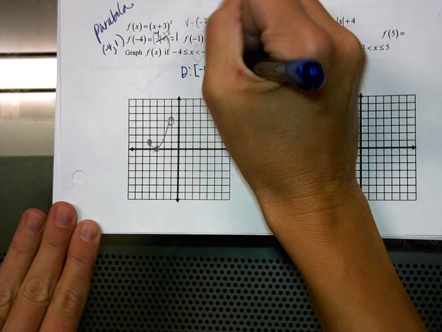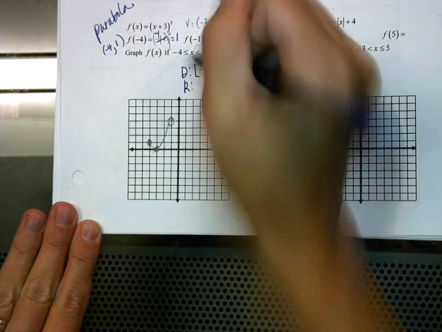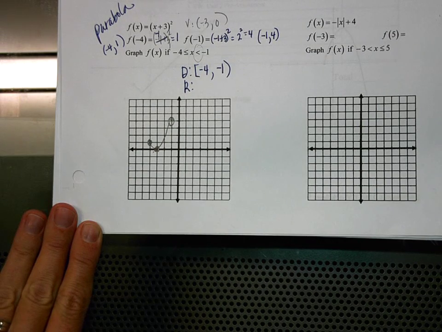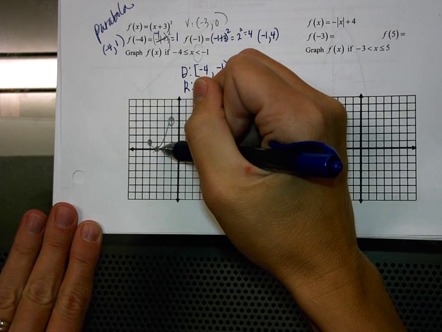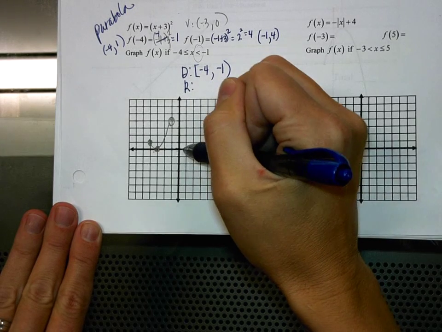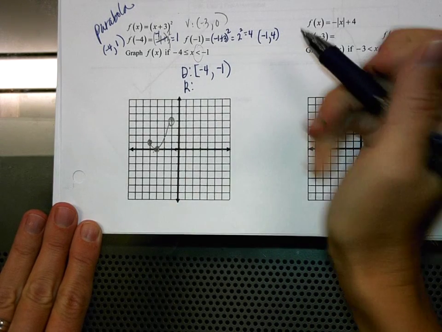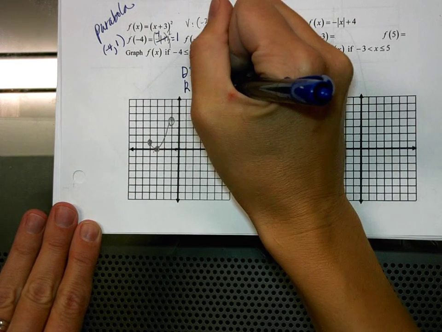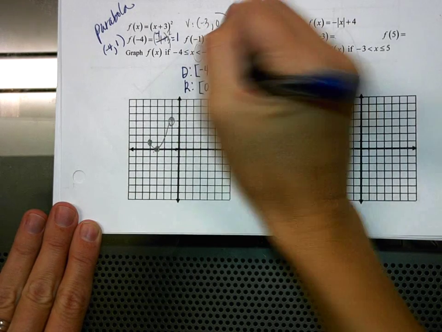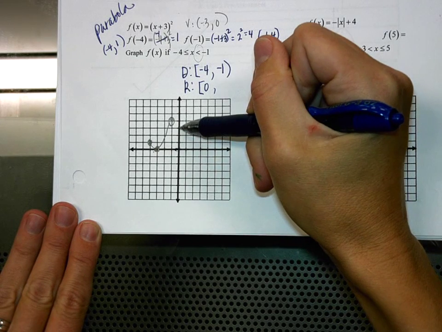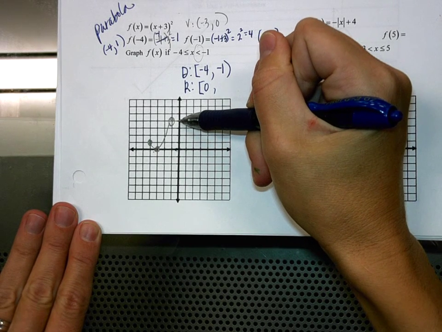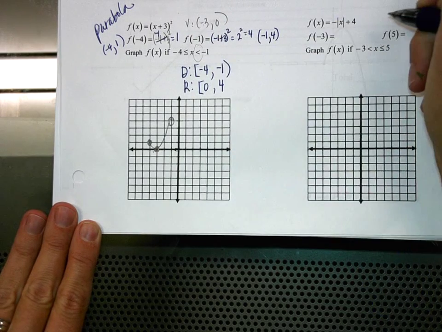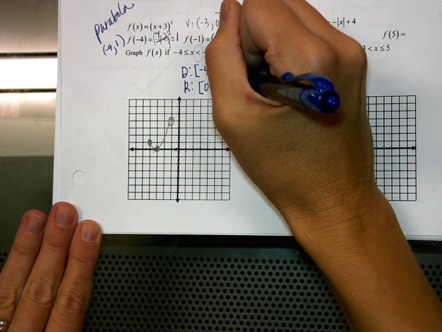Very good. Now let's look at our range. What is my smallest range value? 0. Good. So you can see this point on the y-axis, it's at 0. Okay? And is that going to be a bracket or a parenthesis? Bracket. Good. So that's 0. And then my largest y value is up here, and that value is at 4. And is that going to be a bracket or a parenthesis? Perfect.